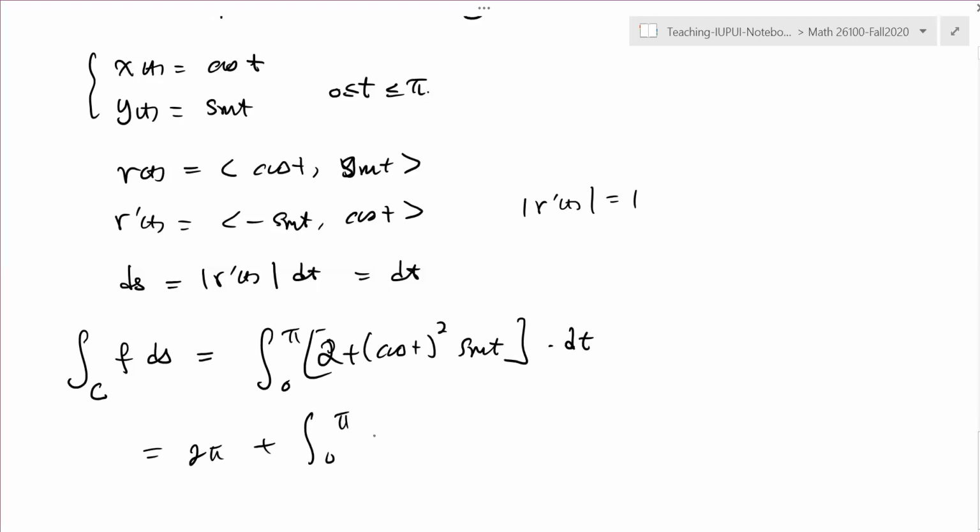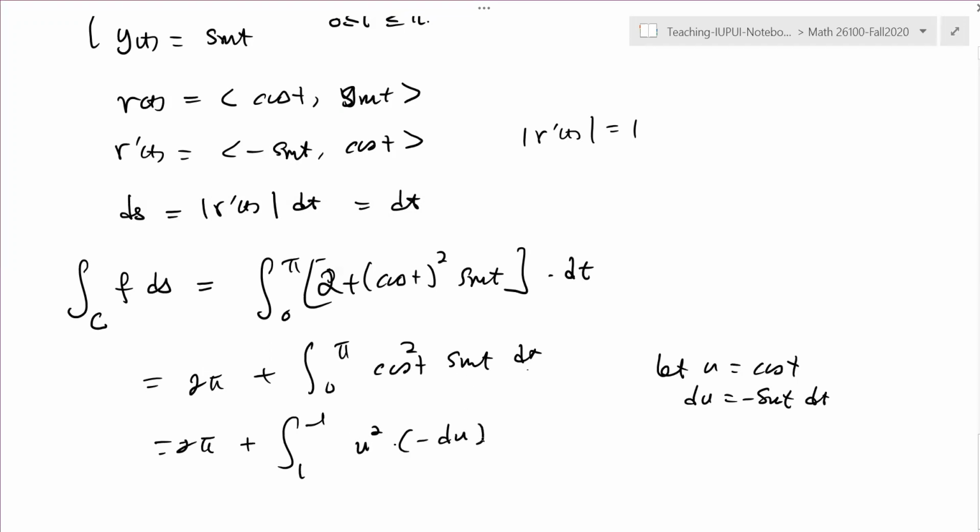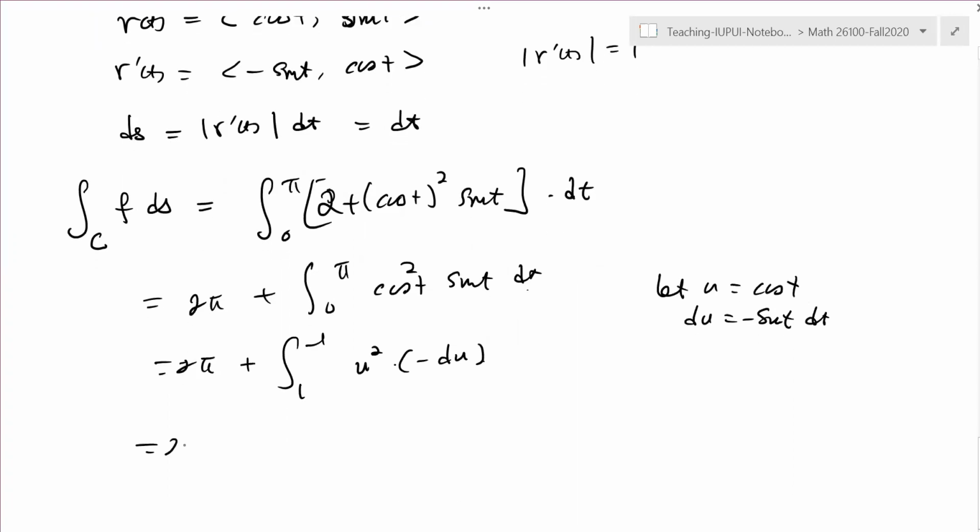The second one, I have to use a substitution. Let u be cosine t, so du equals negative sine t dt. Then it's 2 pi plus, when t equals 0, I get a 1. When t equals pi, I get a negative 1. It's u squared, and sine t dt is negative du. So I should get a positive value.